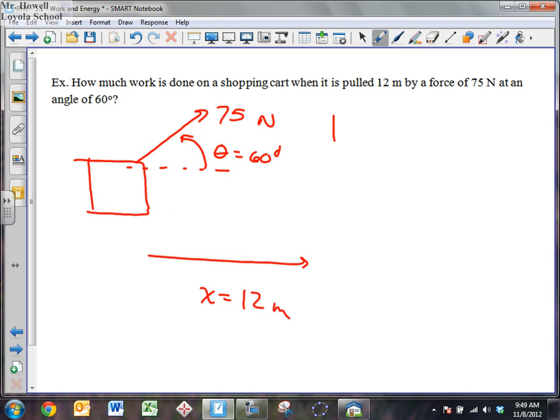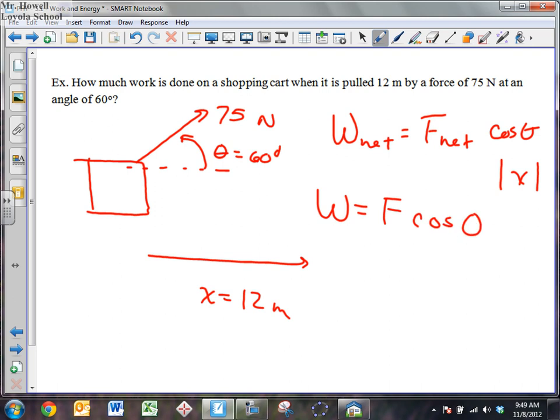So my formula is the net work done equals the net force times cosine of theta times the absolute value of x. Now, the net force is the overall sum of all the forces, but there's only one force acting in this problem, right? So I can just write this equation for this one. Whenever there's just one force acting on the object, just write it like this. You don't have to write net as a subscript.